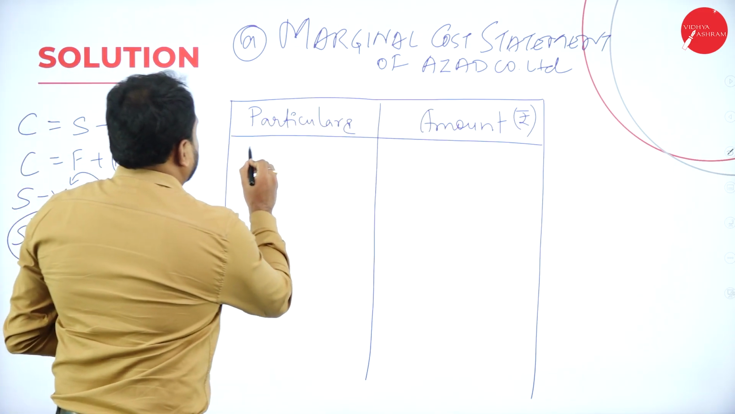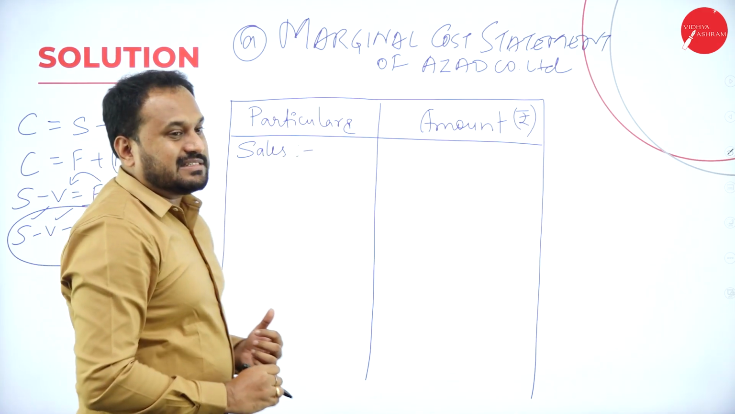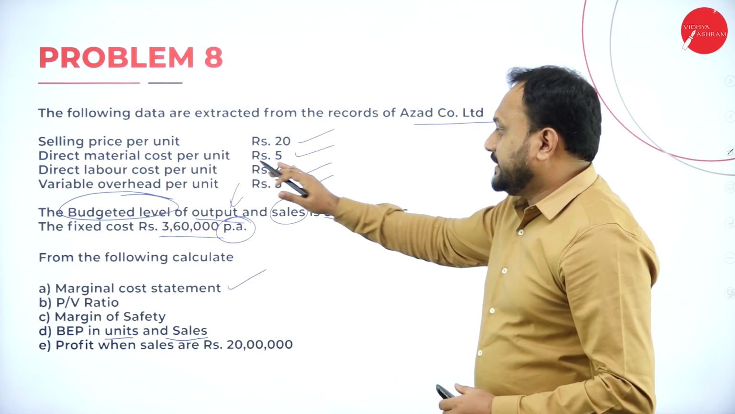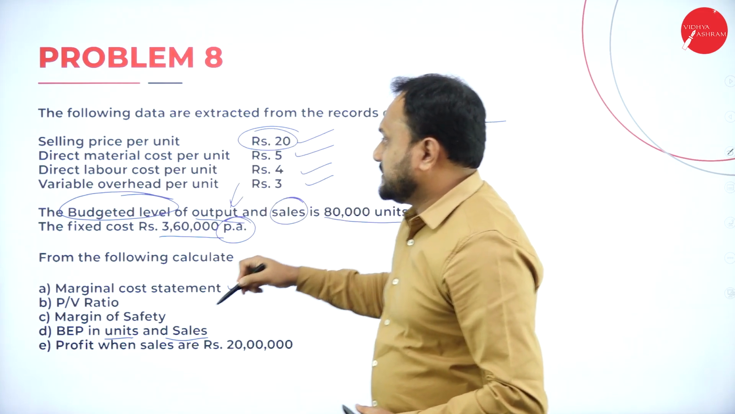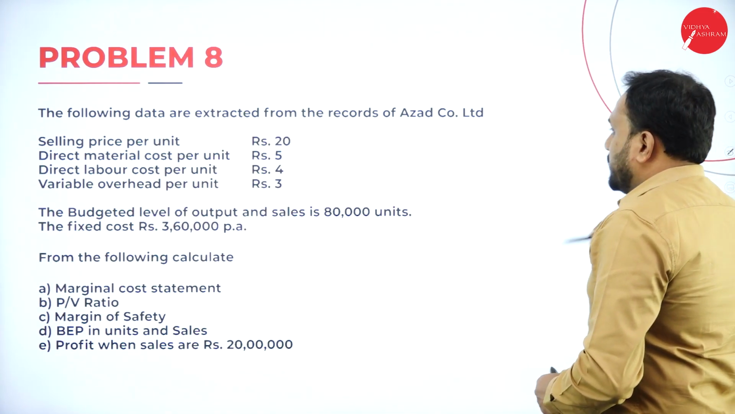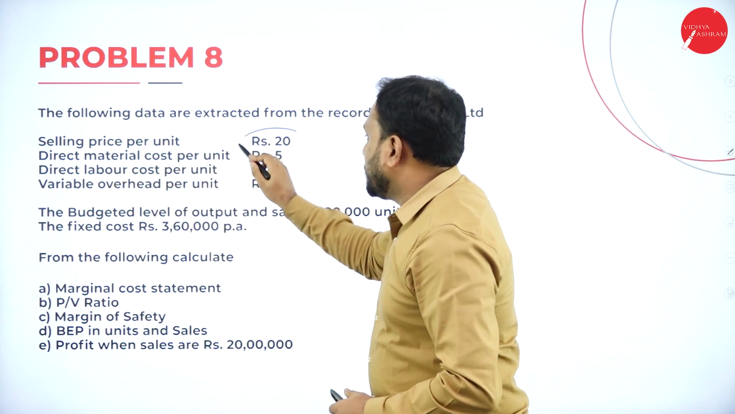The first one, sales. I'll write sales. What is the sales here? Go back to your question when we go with the sales. Now they have said the selling price is how much? Rupees 20. Let me erase this for you people, right? Now, what is the selling price here? Selling price is rupees 20.